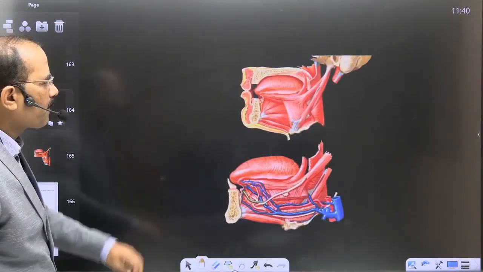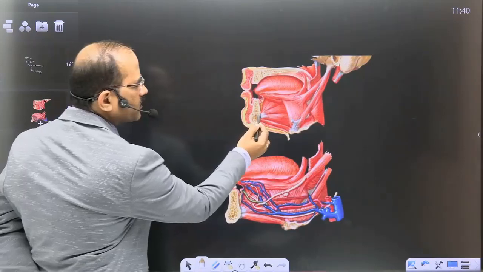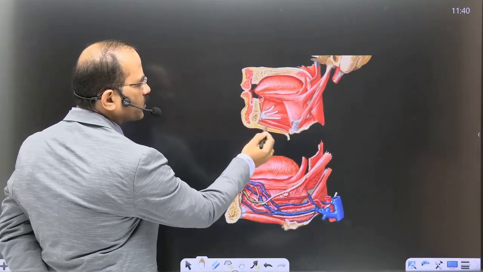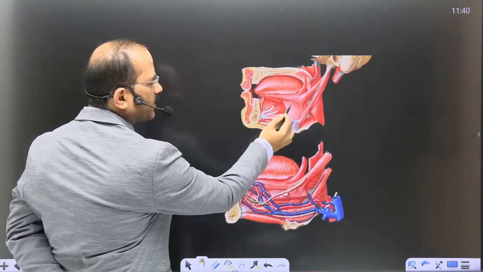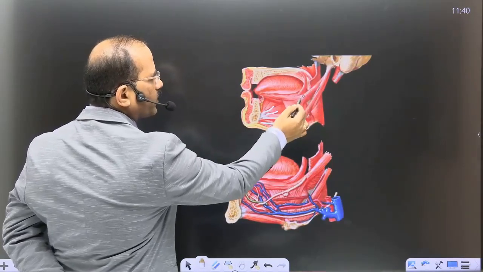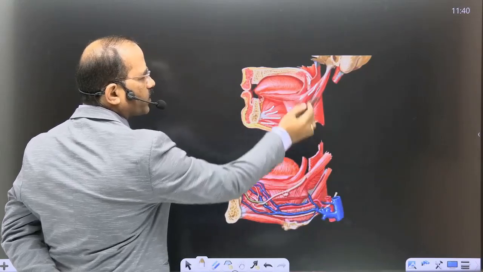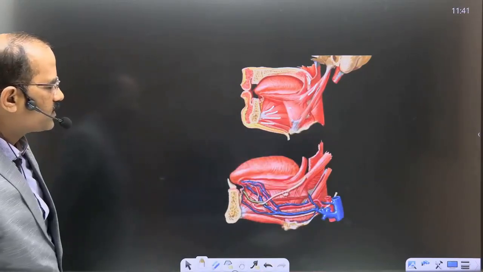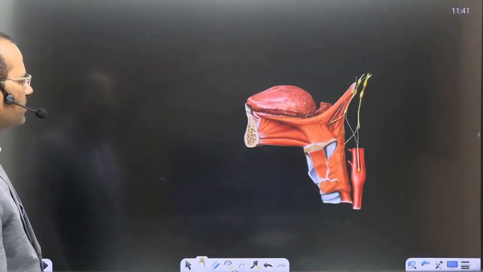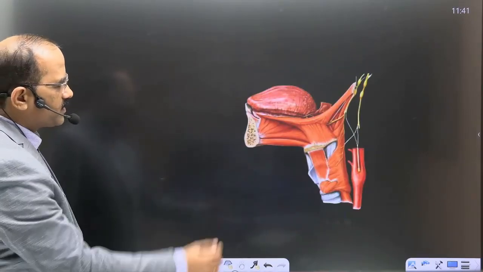Look at this. So what is this muscle which is beginning from the genial tubercle and going into the tongue? That's the genioglossus, that's the hyoglossus, that's the styloglossus here, and that's the palatoglossus here. Fine, so this is about the muscles of the tongue.